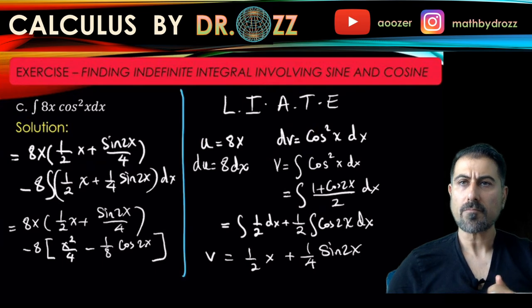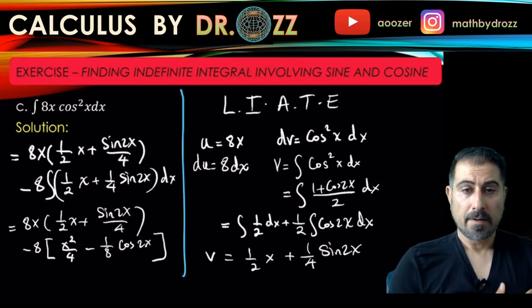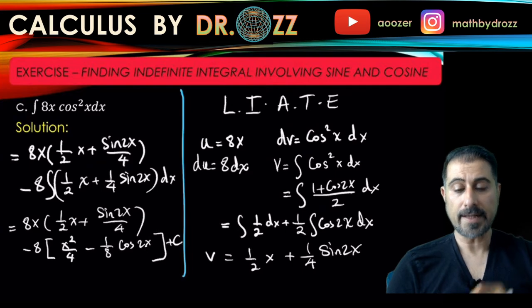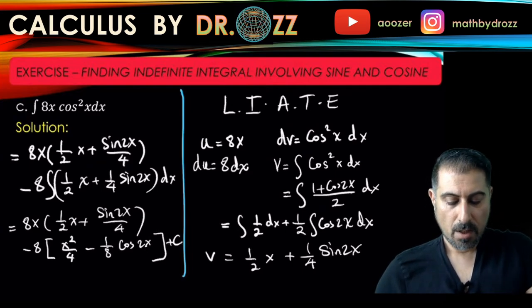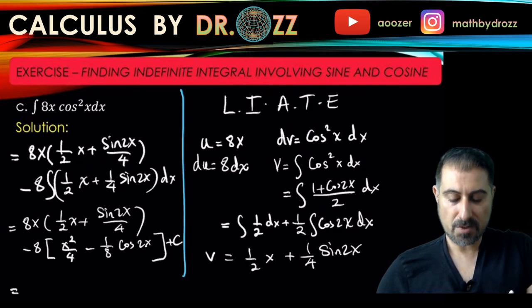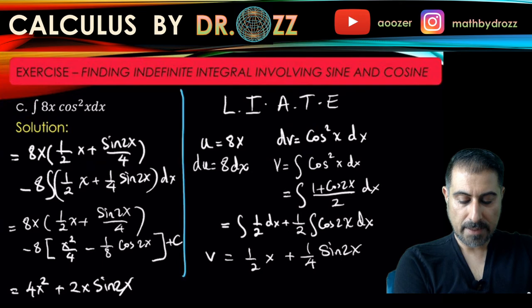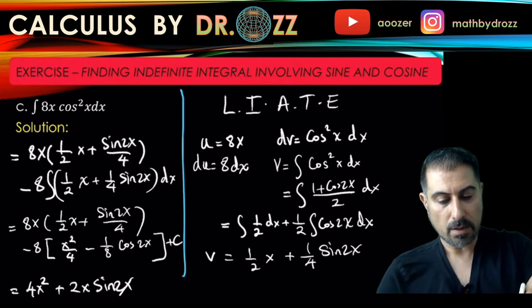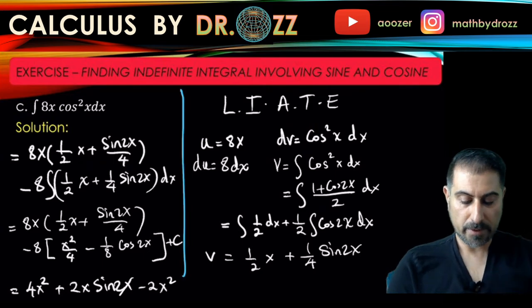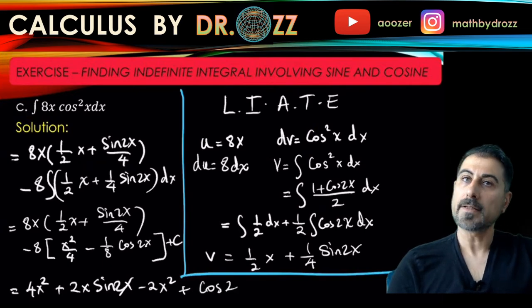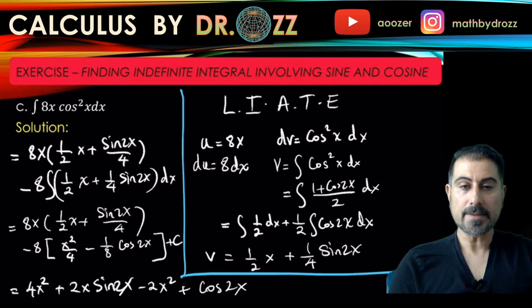Okay. All right, let's continue with adding an integrating constant. And I'm going to write the final integral after I expand this out. So that would be the final answer of this problem. So 8x times 1/2 x is 4x squared. 8x times sine 2x over 4 is 2x sine 2x, minus 8x squared over 4, that is minus 2x squared, plus cosine 2x, plus the integrating constant.